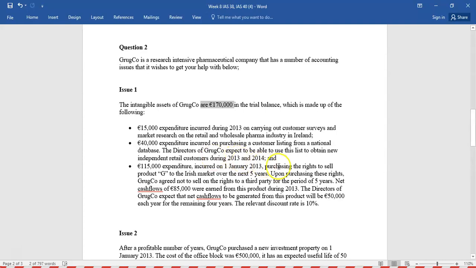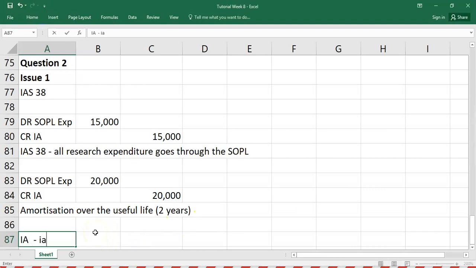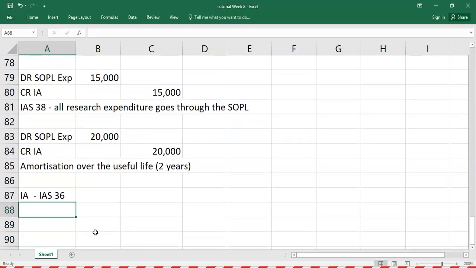Then finally, you purchased the rights to sell product G in the Irish market over 5 years. So that's fine. That 115,000 is expenditure on intangible assets. But upon purchasing the rights, you agreed not to sell the rights to a third party for 5 years. That means this intangible asset has no fair value less cost to sell. Because you can't sell it on. It is 0 fair value less cost to sell. Cash flows this year were 85, and the next 4 years are going to be 50,000 each, and the discount rate is 10%. Again, this is tricky exam level. What are they getting at here? They're getting at the fact that intangible assets are covered by IAS 36 in terms of impairment. So they want you to judge, is this asset impaired at the end of the year?